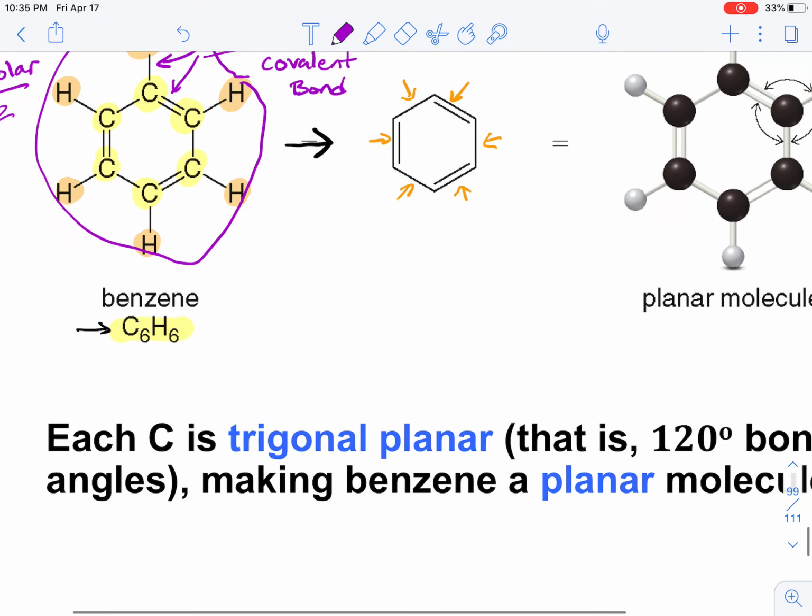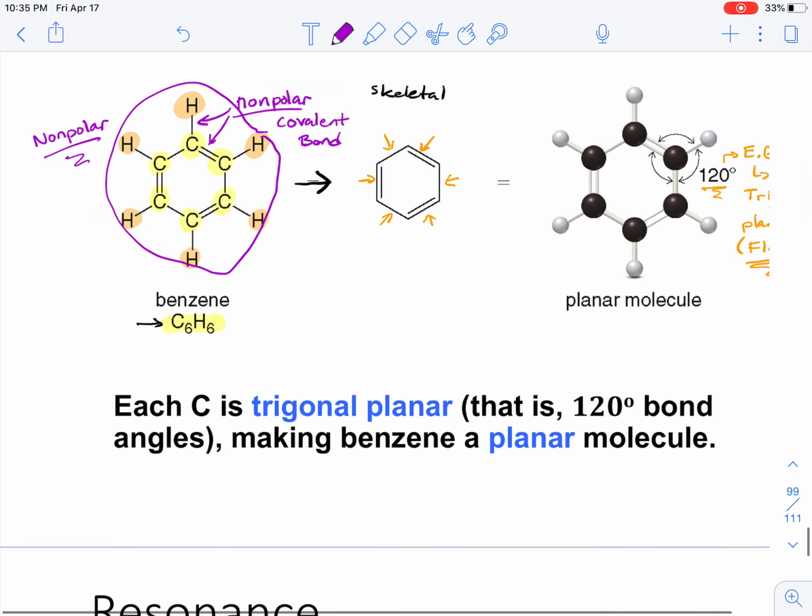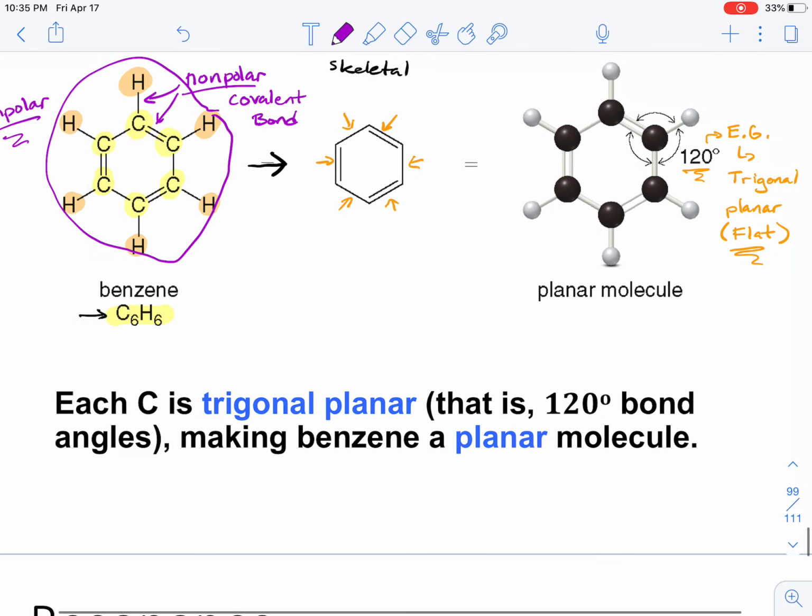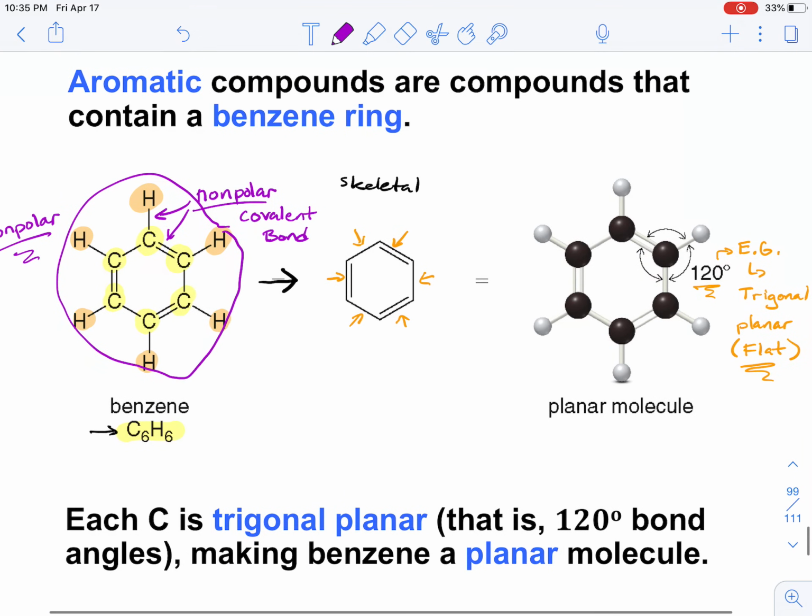All right, so this is just summarizing what I had just mentioned. The carbon is trigonal planar. Each carbon is trigonal planar, making the whole entire benzene a planar molecule, so it's flat. And that has some strong biological effects.